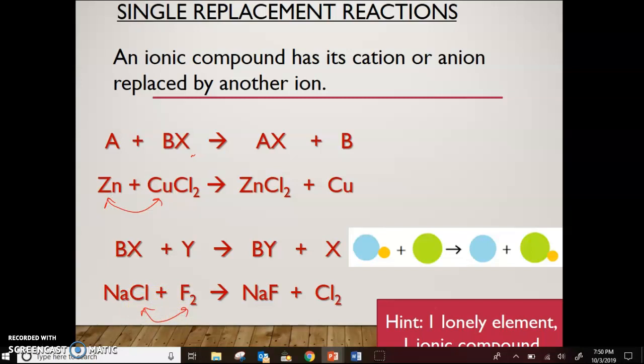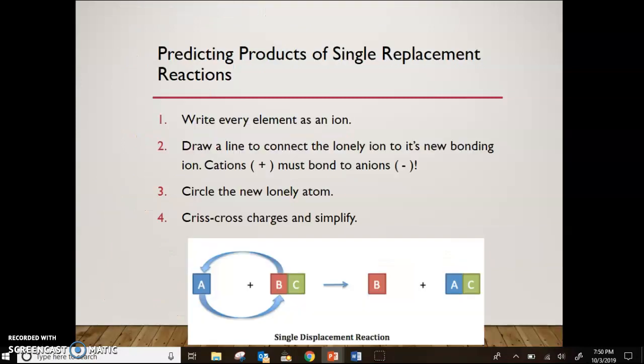And the reason why I showed you the double replacement first is because if you set this single replacement reaction up in that same format, then it becomes very easy to figure out whether or not you're replacing your cation or your anion. So same deal here. Write every element as an ion.